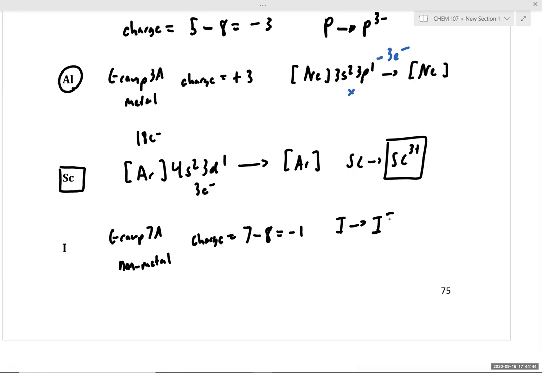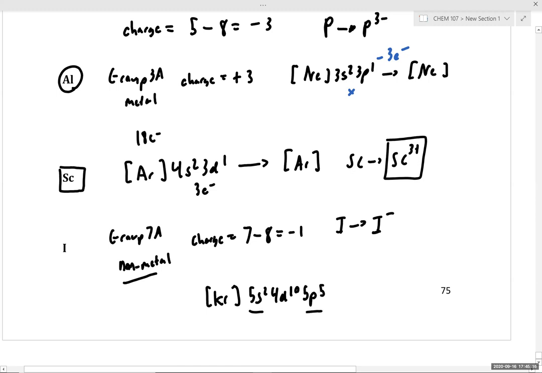I'm kind of confused on how we got the 8 for that one. So for non-metals, the charge preferred for a main group non-metal is equal to the group number minus 8. And this stems from the fact, so if we write out the configuration for iodine, it would be krypton 5s2 4d10 5p5. So we have 7 valence electrons to work with.